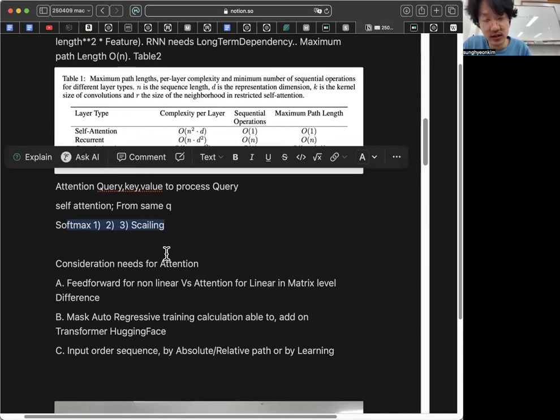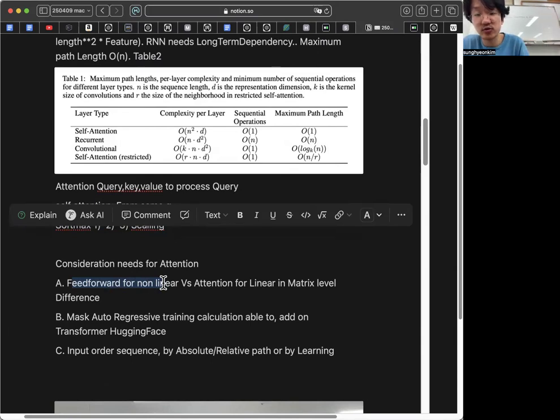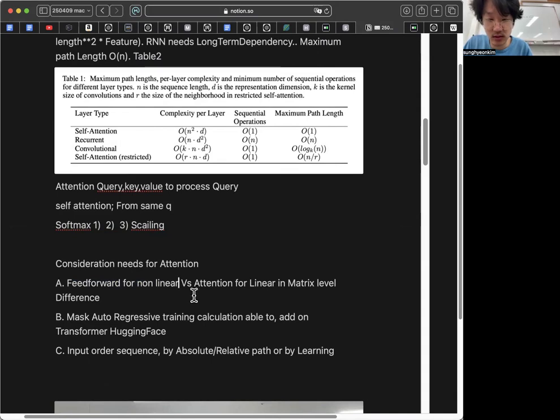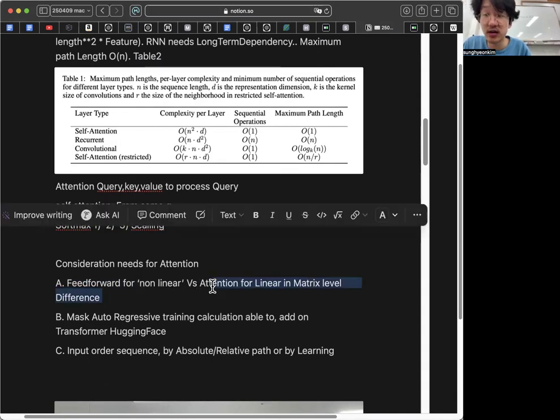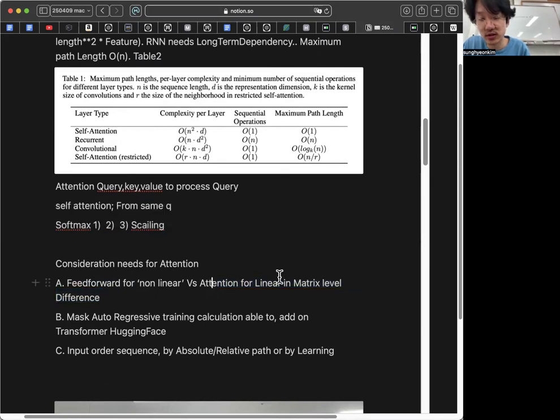There are three considerations needed for attention. First is the feedforward, which has an activation function in the middle, so we are able to do non-linear transformation, and attention is for linear operation. We can think of what the difference is at the matrix level.